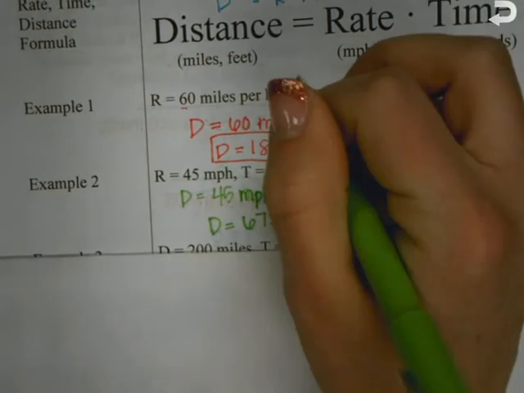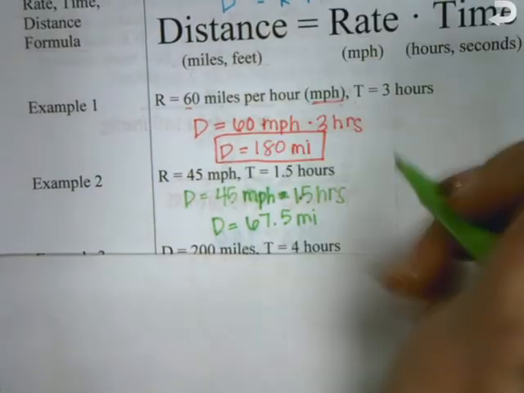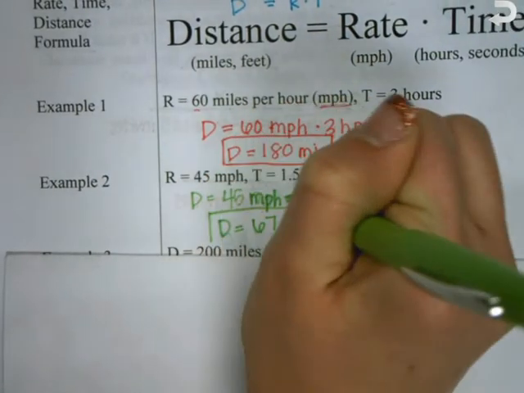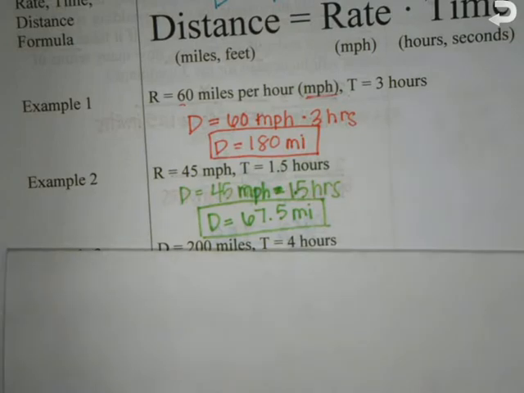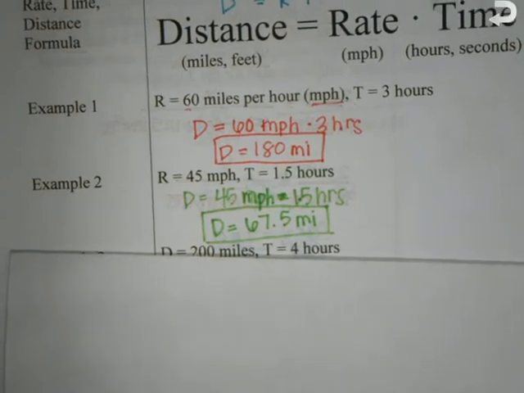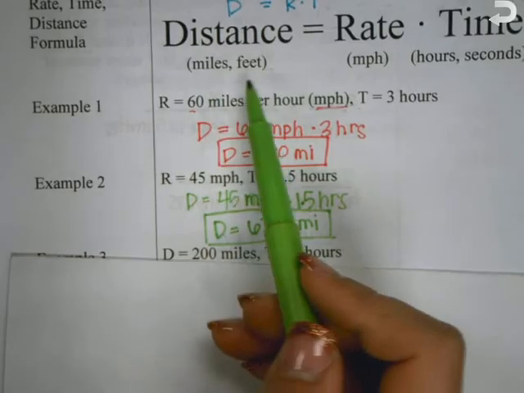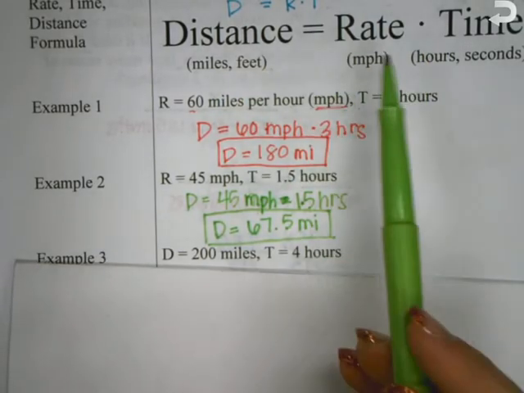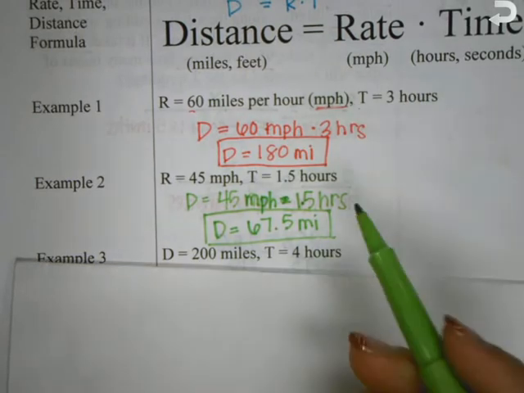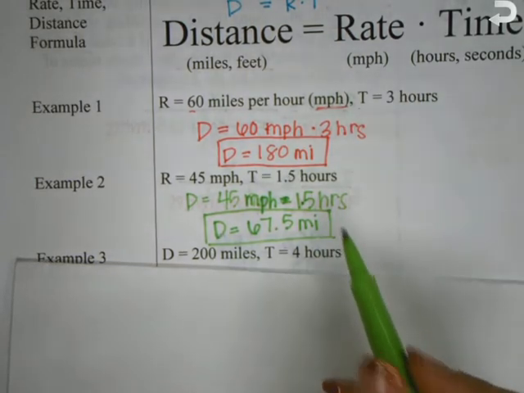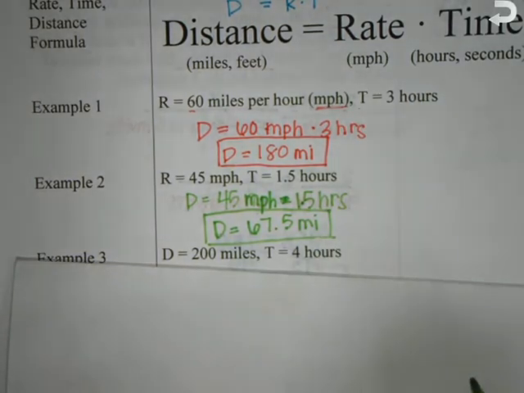So in order to know what units we're going to use, remember distance is always either going to be miles or feet. So we just have to look at what our rate is. Our rate is given to us in miles per hour this time. So we know that we're working with miles. Does that make sense? Sometimes they might give you feet per second. So then our distance is going to be in terms of feet. So we always go off of whatever the other units are. Okay? Example 3.